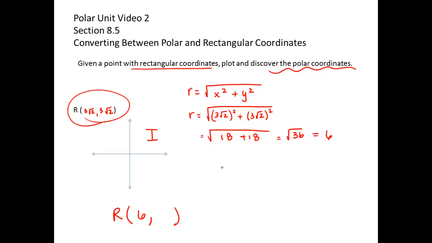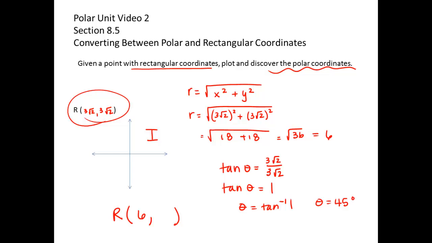So I'm going to have tangent of theta equals 3 root 2 over 3 root 2. That means that the tangent of theta equals 1. So we can think, where is the tangent equal to positive 1? What angle value? If you're unsure, remember we can always use our tan inverse of 1, and that should give us theta equal to 45 degrees.